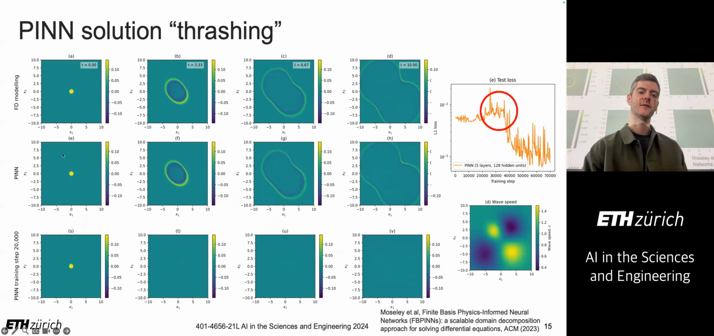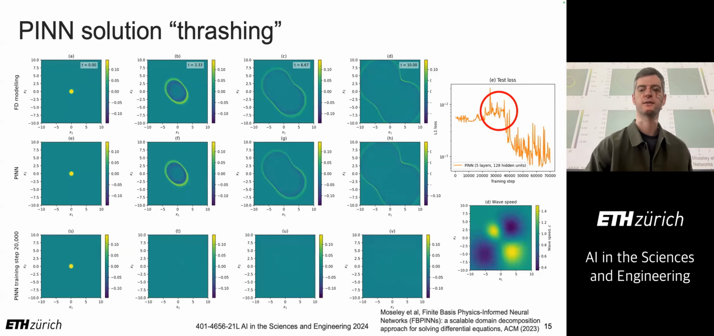And this is the PINN. So the top row here is the ground truth finite difference modeling output. The middle row is after I've trained the PINN, after the final training step. This is what the PINN looks like. And at first glance, it looks like it does a pretty good job at estimating the solution.